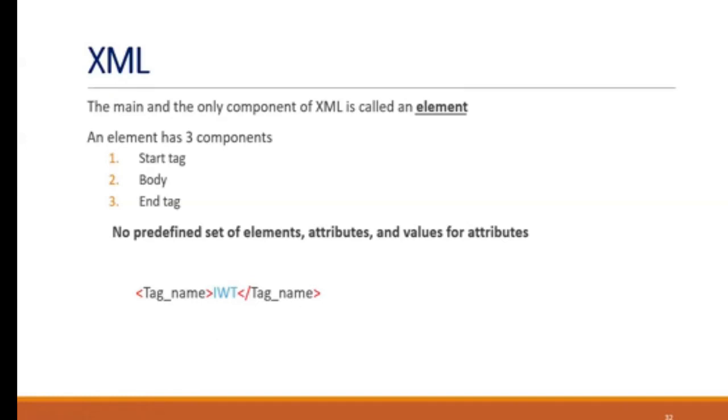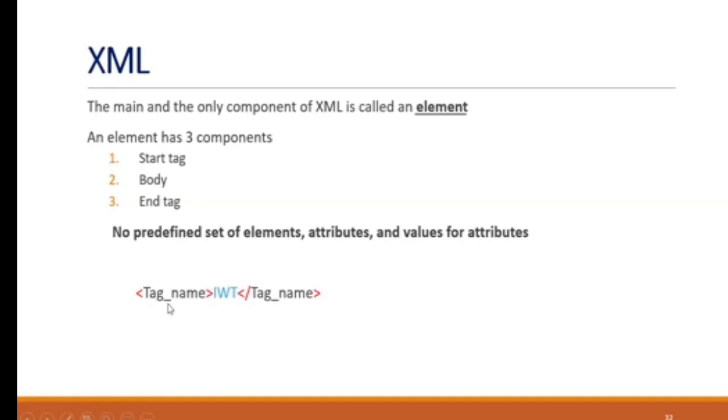But whenever you are using tags, not only in XML but at any place in the development process, make sure to use a meaningful name, starting from variable names to function names. So you have to use meaningful names. When it comes to an XML element, you have three components: a start tag, an end tag, and a body in between.